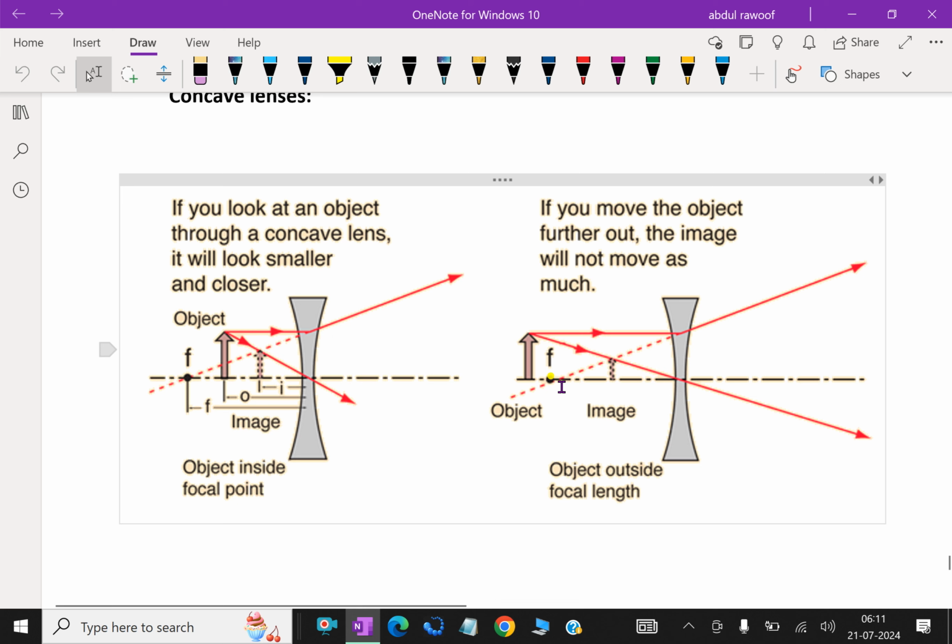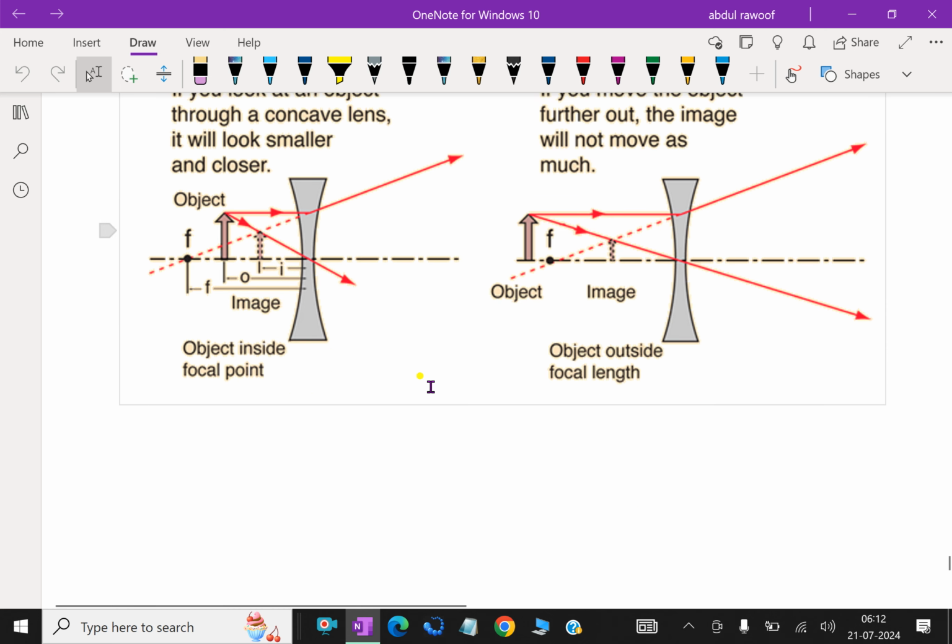Here suppose that the object is beyond F. If you move the object further out, the image will not move as much. Most probably the size of the image is the same here.